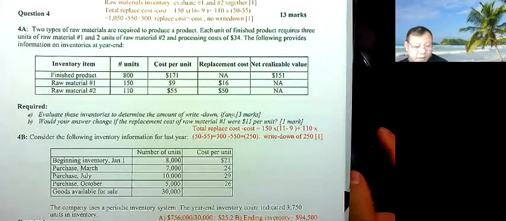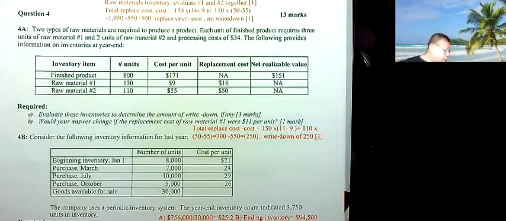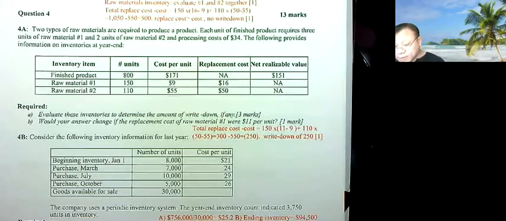Okay, let's take a look at question number 4. Question number 4 has 3 parts. The first one is about inventory write-down.